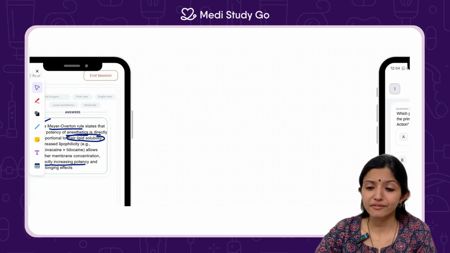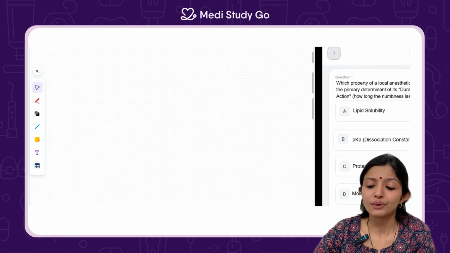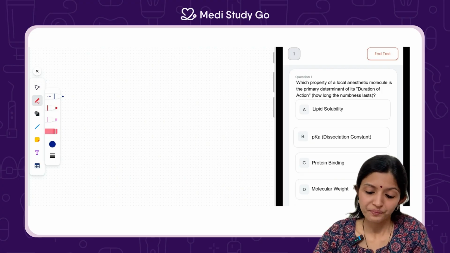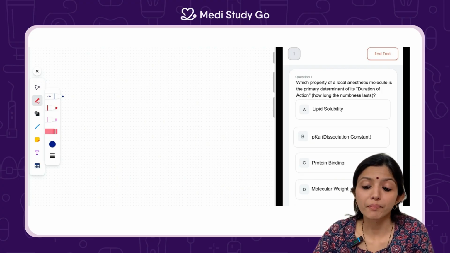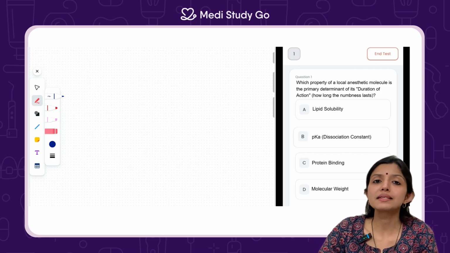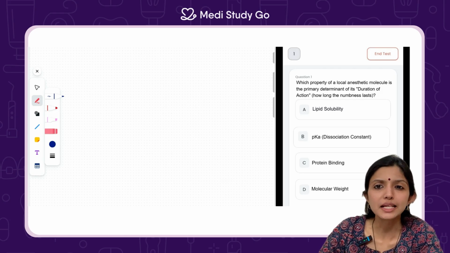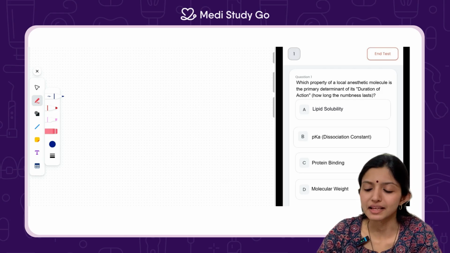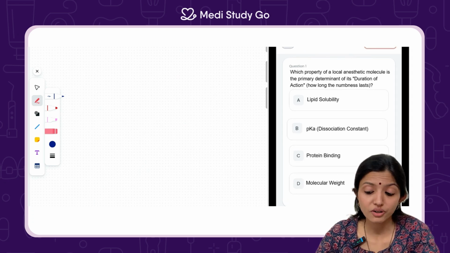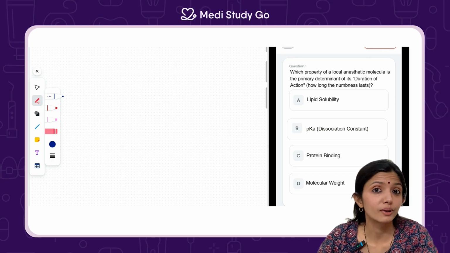Now, I also have an interesting MCQ for you. Let's see how many of you are able to answer it. Which property of a local anesthetic molecule is the primary determinant of its duration of action? So please understand, we are talking about the duration of action here, which means for how long does the numbness last. Is it lipid solubility? Is it the dissociation constant? Is it your protein binding, or is it the molecular weight?